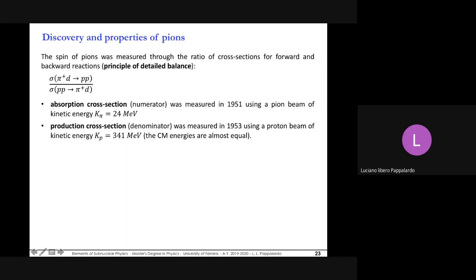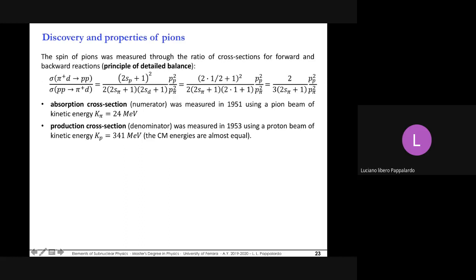So essentially, they took the ratio of the measurement of the cross-section of these two processes, each one the time reversal of the other. In the numerator, we have an absorption cross-section where the pion is absorbed by the deuteron, and this was measured in 1951 using a pion beam of kinetic energy 24 MeV. In the denominator, it is a production cross-section where now the pion is produced in the final state. This was measured a couple of years later using a proton beam of kinetic energy 341 MeV. It turns out that the center of mass energies of the two reactions are almost equal, so you can really make a sensible ratio of the two.